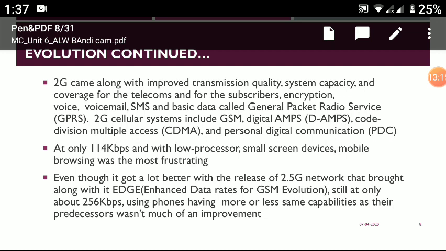Even though it got a lot better with the release of the 2.5G network, which brought along EDGE, that is Enhanced Data rates for GSM Evolution. This is one more advanced technology that comes into 2.5G, still at only about 256 kilobits per second, using phones with more or less the same capabilities as their processors, so it was not much of an improvement.